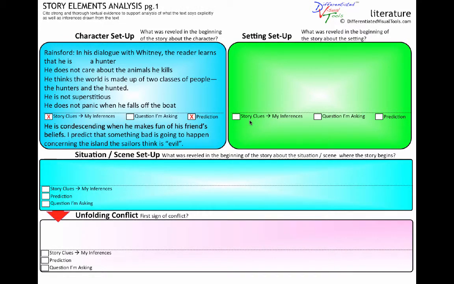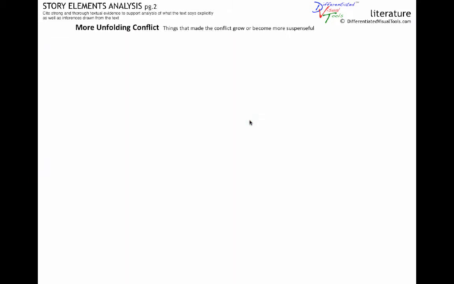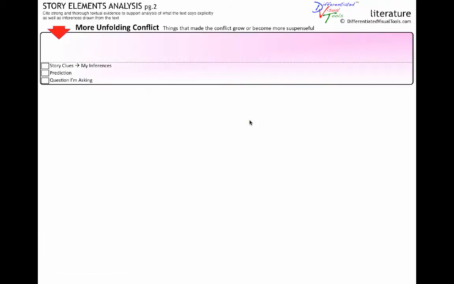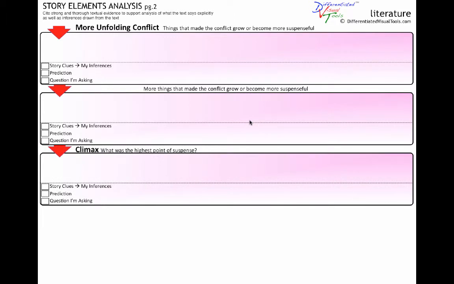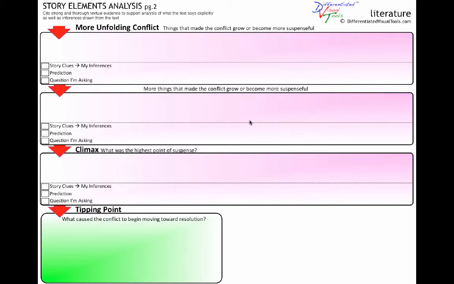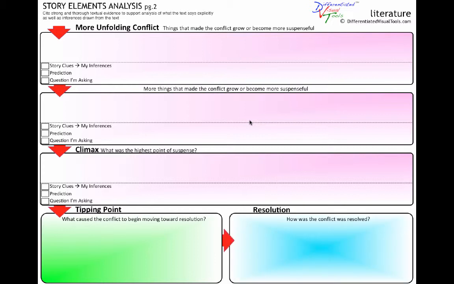And then we'll start moving into the unfolding conflict. So here we're going to identify what was the first sign of conflict that begins to show up in the story. And then as we move on to page 2 of this, we're going to identify more unfolding conflict. Essentially we're looking for explicit information that made the conflict grow or become more suspenseful, and then additional information. And finally, the climax, what was the highest point of the suspense. Then we're going to identify what was the tipping point. In other words, what caused the conflict to begin moving towards the resolution. And then last, what was the resolution? How was the conflict resolved?